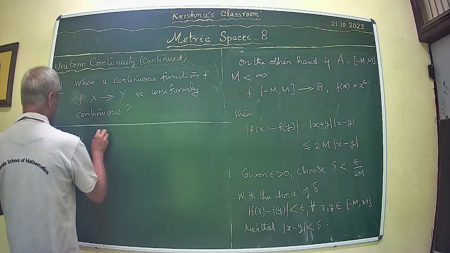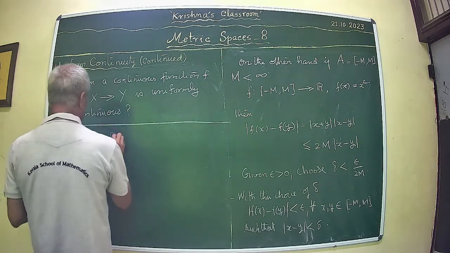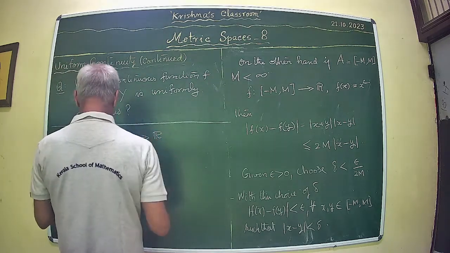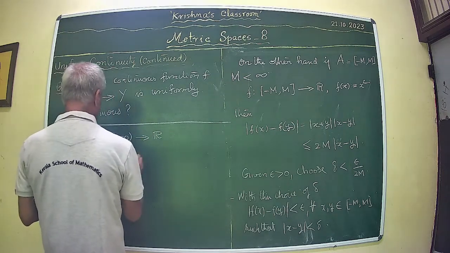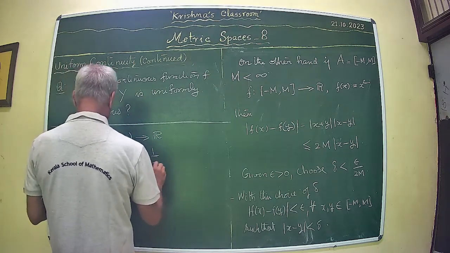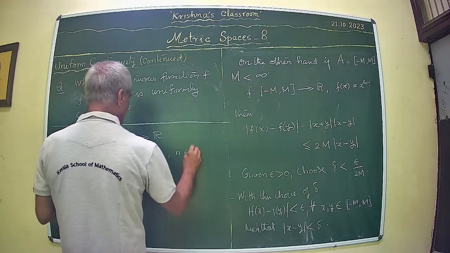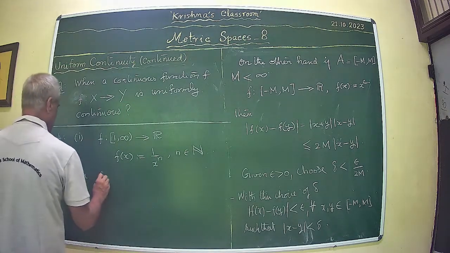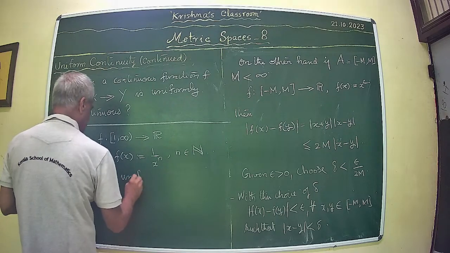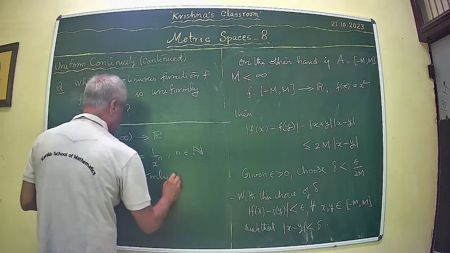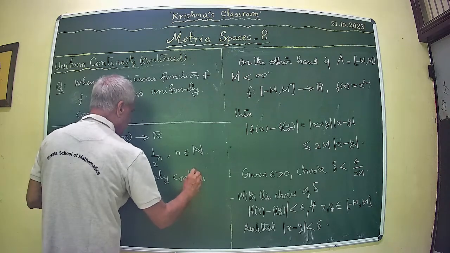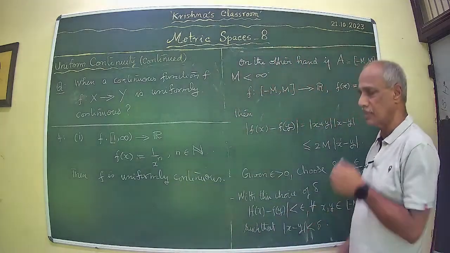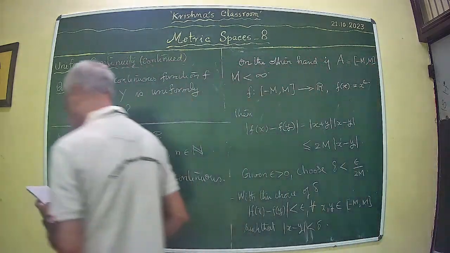Part 1. Take f from R to R with f(x) equal to 1 by x to the power n. Explore with 1 by x square and then generalize it. It's quite easy to do it.